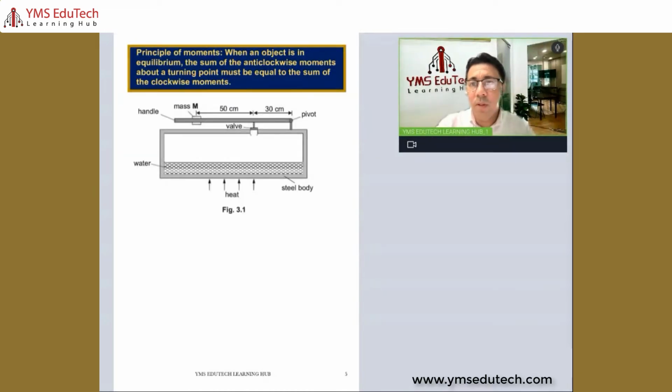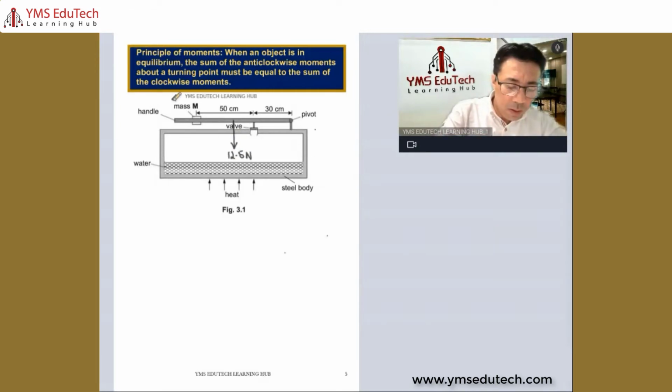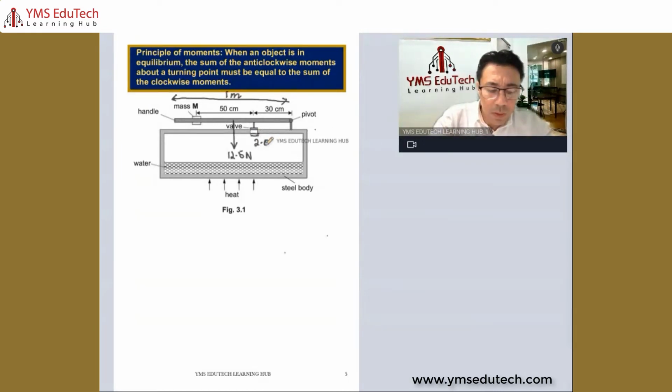We will write down the information that we have so far from the previous page. The weight of the handle, 12.5 Newton. The length of the rod is 1 meter. The cross-sectional area is 2.0 × 10^-4. And there is pressure in the boiler of 4.0 × 10^5 Pascal. We will use all this information to help us solve this problem.